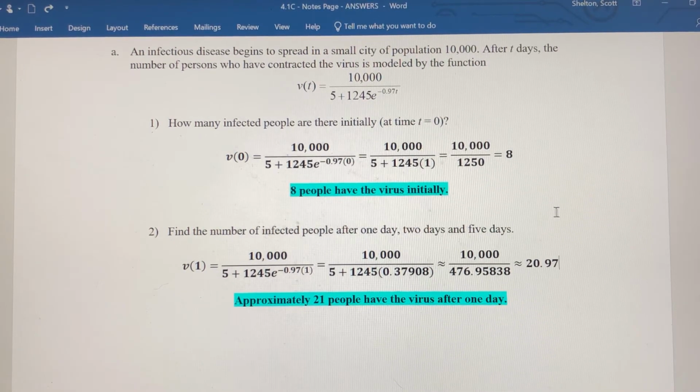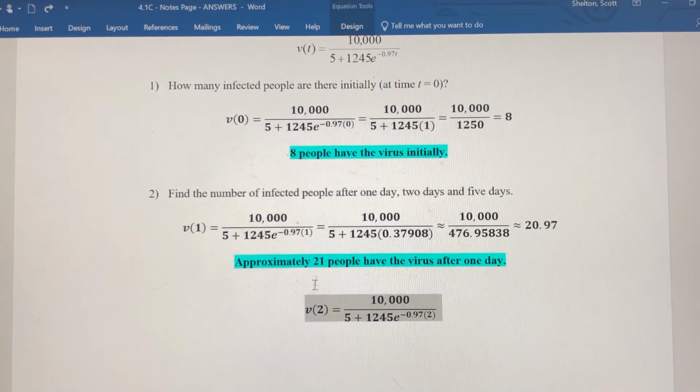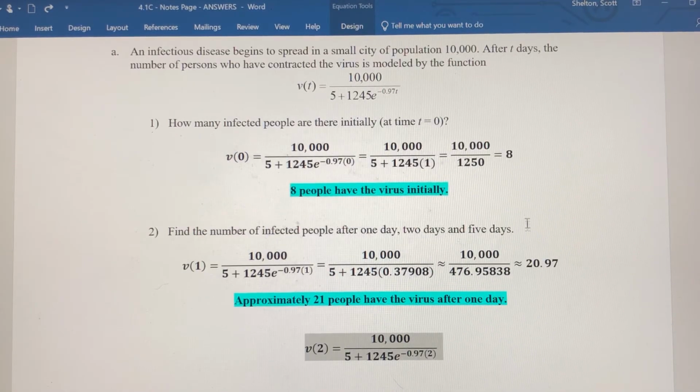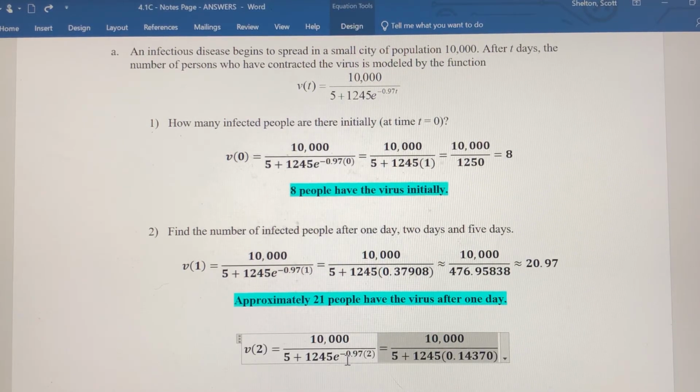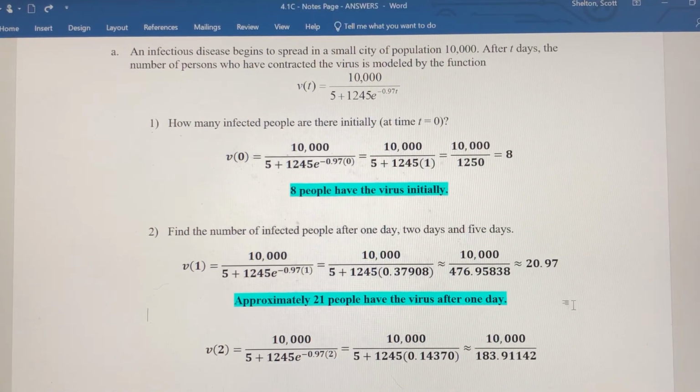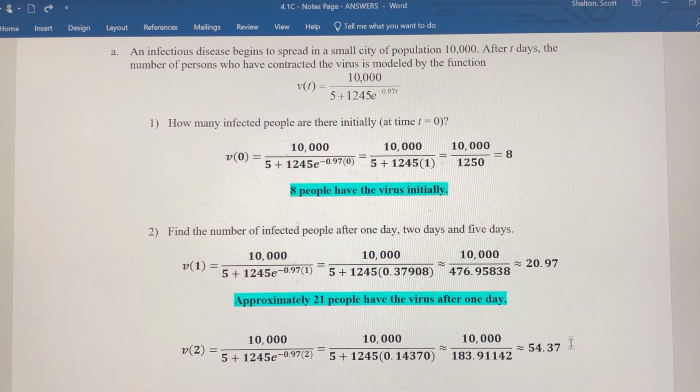Well, now let's evaluate for 2 days, okay? So I'm going to plug in 2 to my model here and here, okay? So v of 2, v again would be the number of people infected, is 10,000 over this expression here. So again, we want to do e to this power first, negative 0.97 times 2, okay, which is negative 1.94. Okay, so e to that power would be 0.14370, okay? Multiply this by 1245, and then add 5. So it gives us that value, okay? And now we want to divide 10,000 by that, and I get 54.37.